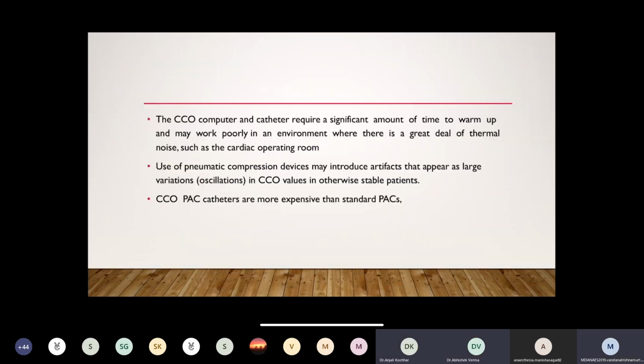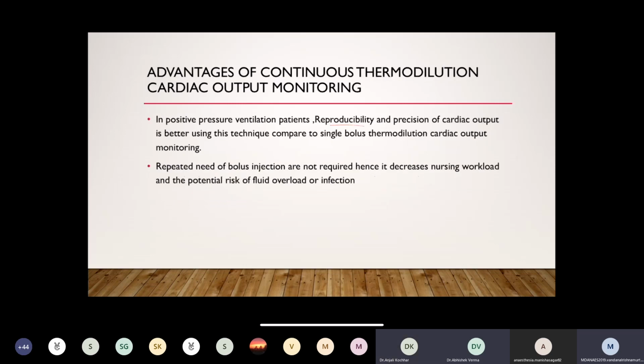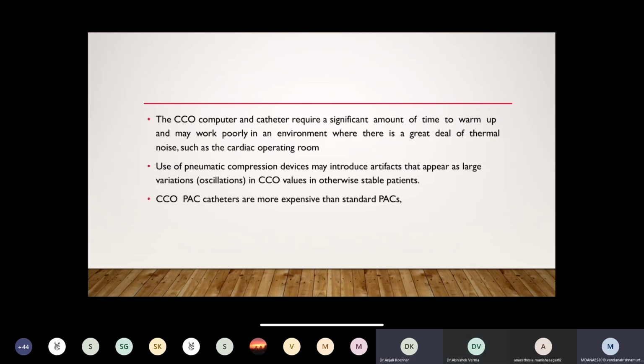So observer variation can also be there. Yes, sir. What are the indications of PA catheter then? In which cases do you use it? Ma'am, are we using it these days? There are very limited indications these days, no? Yes, ma'am, because of its invasive technique its use is restricted. Mainly it is restricted to cardiac surgery and transplant, liver transplant and renal transplant surgeries.